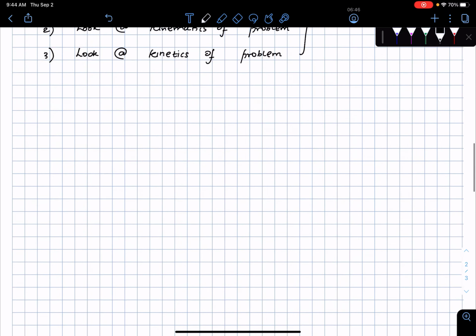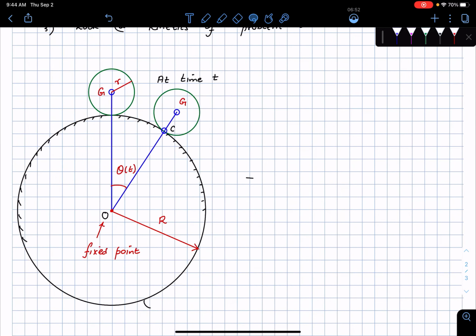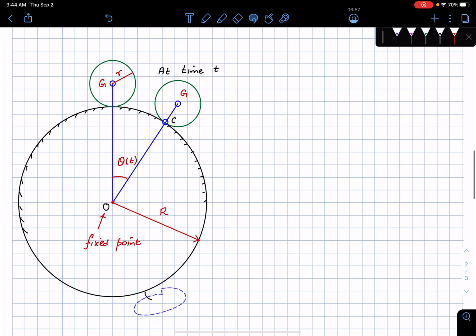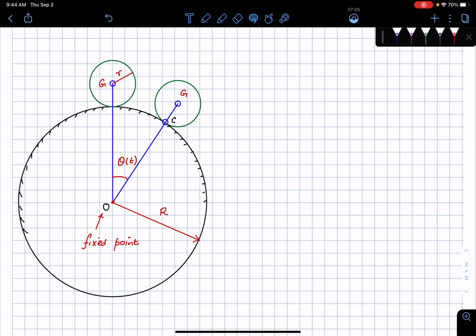With that said, I'm going to paste the figure that I had from previously. I'm going to get rid of some of these things. We obviously know that this is the situation at some time t, so I'm not going to belabor that point. This is a fixed point, so let me just keep it that way. First things first, I'm going to set up a coordinate frame.